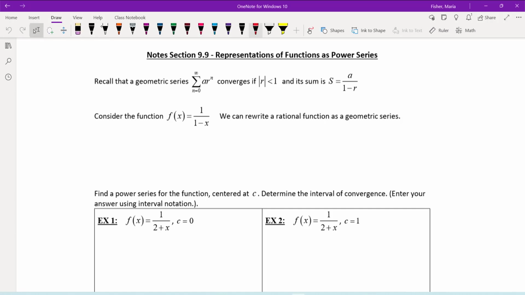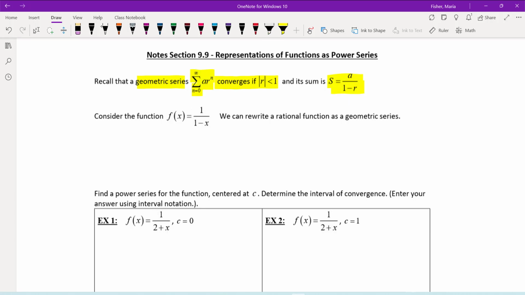Recall that a geometric series is the sum from n equals 0 to infinity of a times r to the n, and that this geometric series converges if the absolute value of r is less than 1, and that the sum of the geometric series is s is equal to a divided by 1 minus r. So what we're going to do is look at functions that are rational like this, and convert them into this sum formula, figure out what is a and what is r, and then change them into a series.